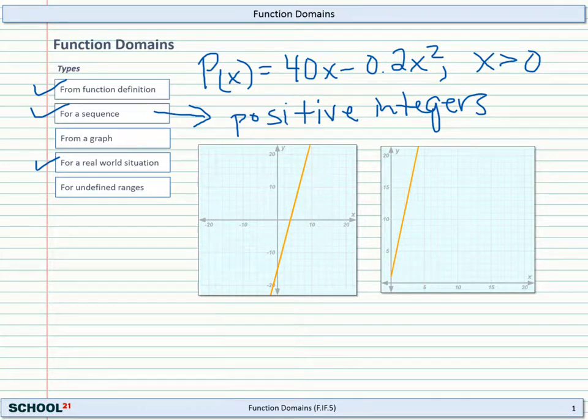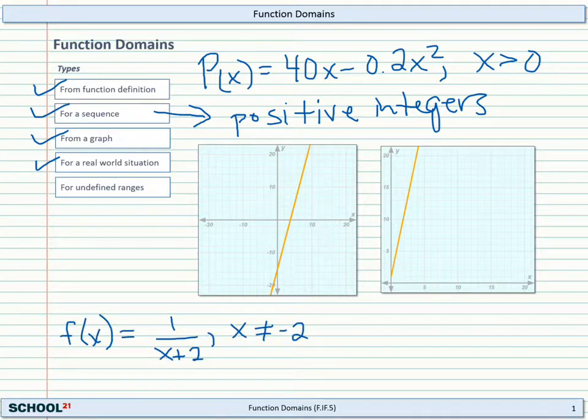Now this right-hand graph is a little bit different. We see that it seems that the line goes on forever to the right, but we can see that it stops here at the y-axis. And it looks like it actually touches the y-axis. So for this graph, it looks like the domain is x is greater than 0, kind of like the function that we had up here. So oftentimes you can tell what the domain is, or you can make some assumptions about what the domain is, just by looking at the graph.